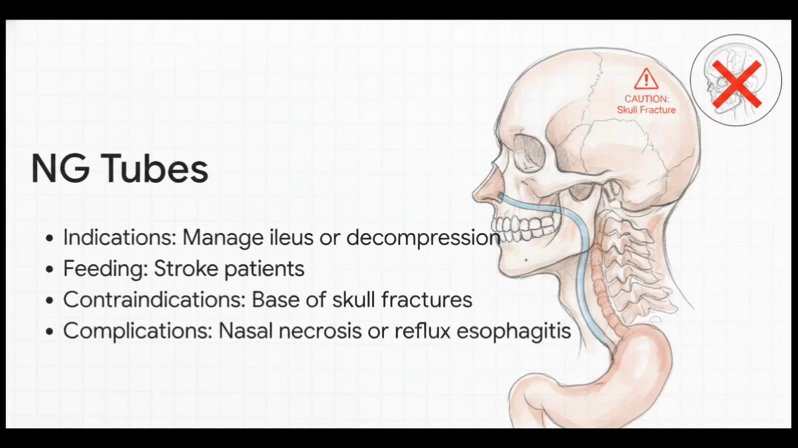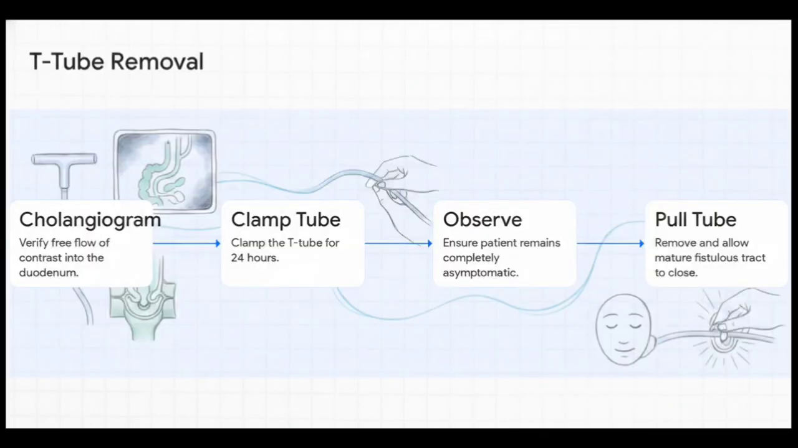But you really have to watch the contraindications. You must never place an NG tube blindly if you suspect a base of skull fracture. If you do, you've risked the horrifying complication of accidental cranial intubation. Prolonged use also risks pressure necrosis on the nose and severe reflux esophagitis. Next up is the highly specific removal of a T-tube.